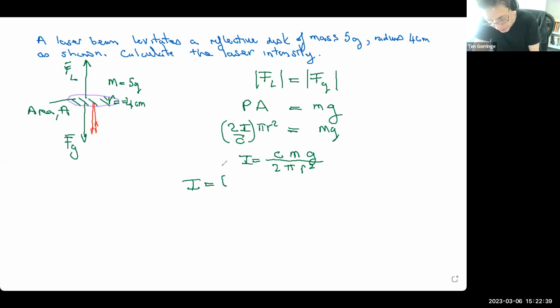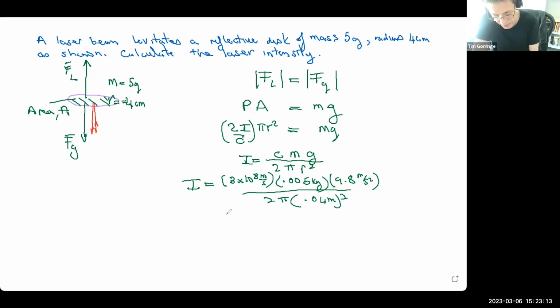So let's walk through this. There's the speed of light, 3 times 10 to the 8 meters per second. There's the mass of the disk. I've got to put it in SI units. So it's 0.005 kilograms. Then there's the acceleration of gravity. We all remember that. That's 9.8 meters per second squared. And then we've got to divide that by 2 times pi times the square of the radius of the disk. The radius of the disk was 4 centimeters, or 0.04 meters.